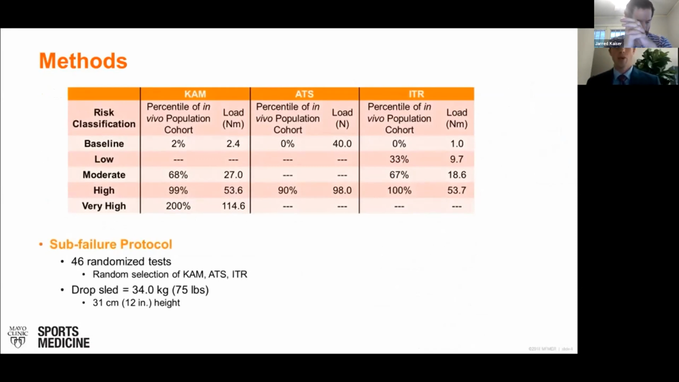We had a subfailure protocol in which 46 randomized tests were performed with a random selection of the knee abduction moment, anterior shear, and internal tibial rotation loads, which you can see on the table above. And the drop sled was standardized at 75 pounds from a 12-inch height or 31 centimeters.